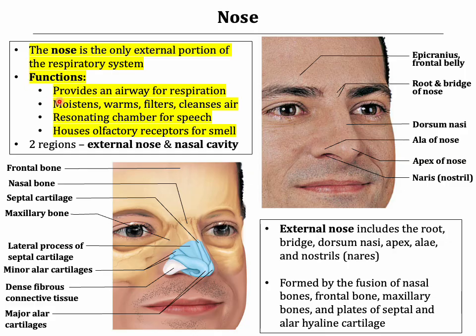Other functions, the nose helps to warm the air, moisten it, filter, cleanse any debris in the air. So it really serves as an important filter as the air passes down into the lungs. It's a resonating chamber for speech. We all know that if we have a stuffy nose, our voice changes quite dramatically. And it houses olfactory receptors for our sense of smell.